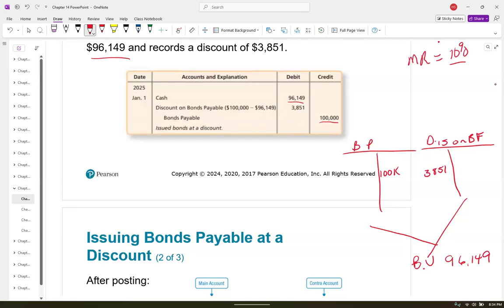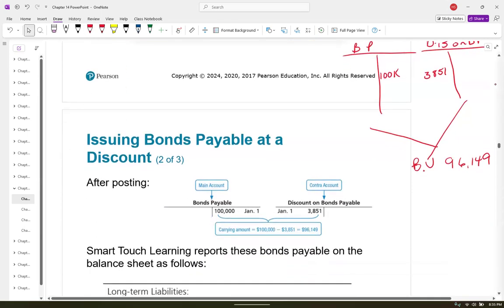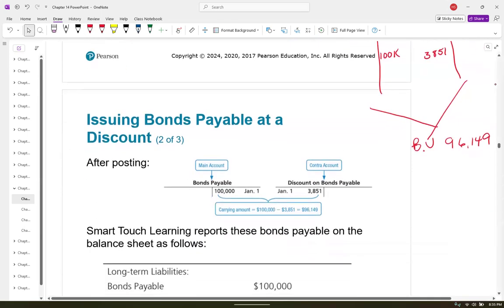What does that 3851 represent? It represents more interest that we have to pay. More interest that we have to pay at the end. Because at the very end of this bond, we're still going to pay $100,000 back. But we only got 96,149. But that's okay because we're looking at the market rate. Oh, look, they drew the T accounts out for us. So you can see that carrying value.